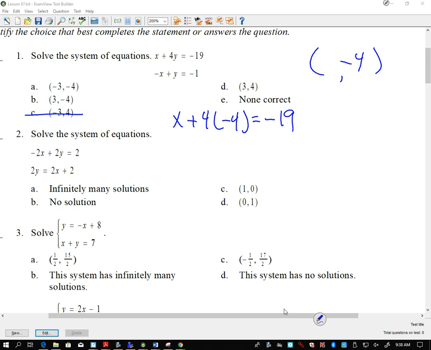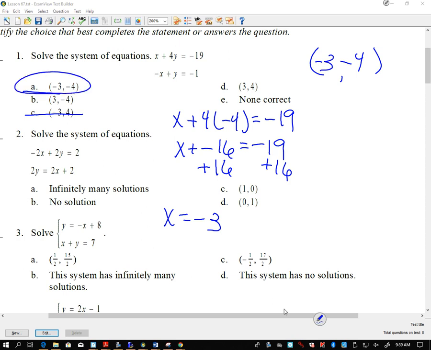4 times negative 4 is what? Negative 16. What do you think, Caden? Add 16 to both sides. That's going to cause my 16s to cancel out. I'm going to get x equals what? Negative 3. So we get negative 3, negative 4.